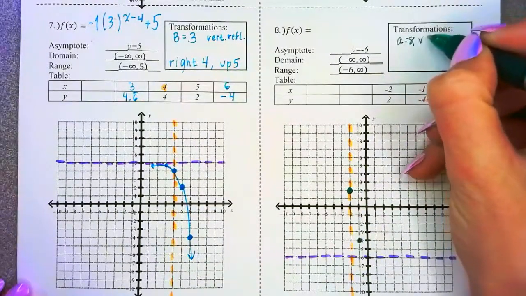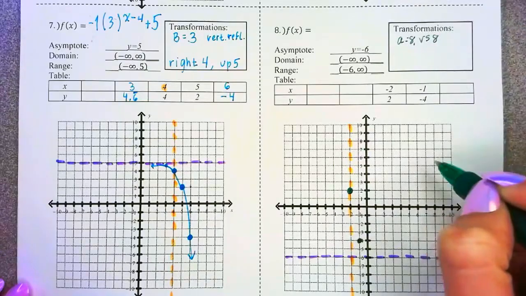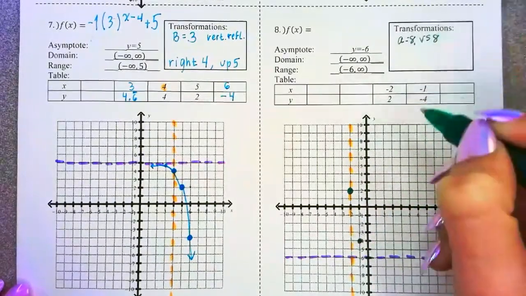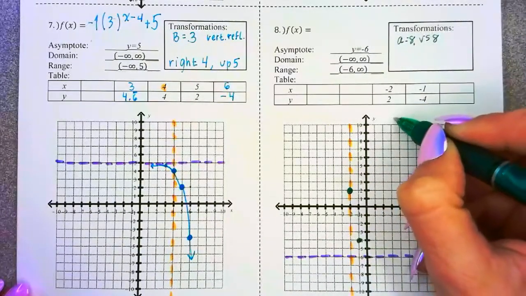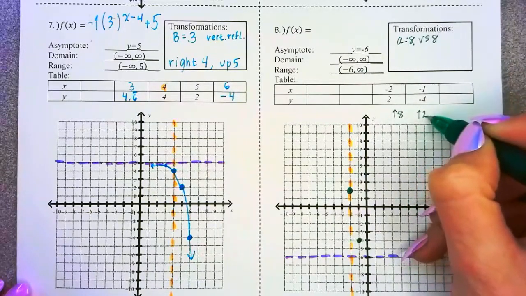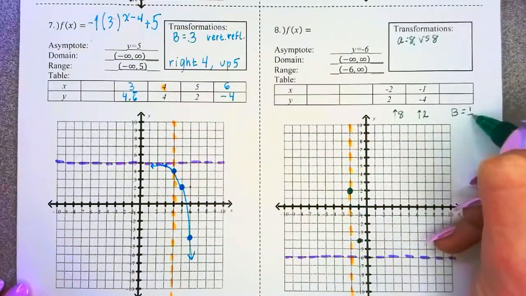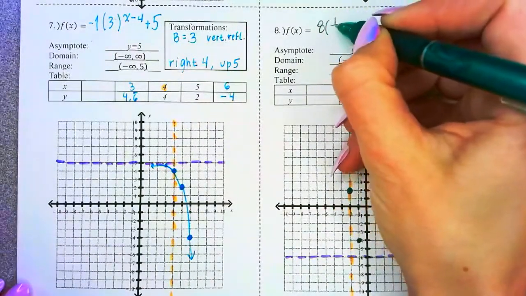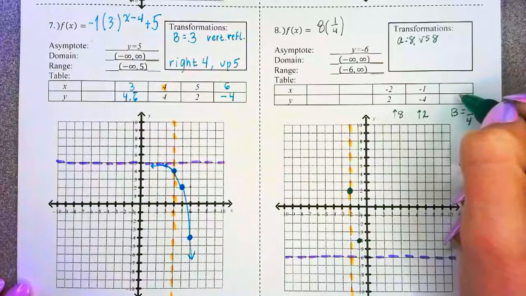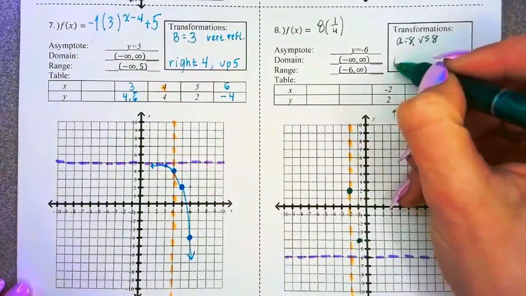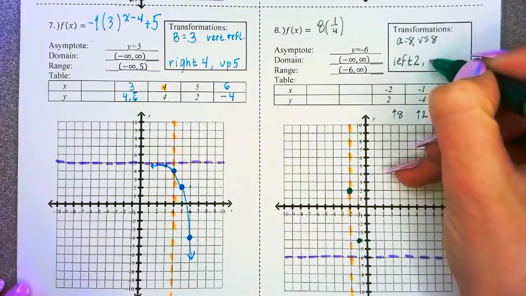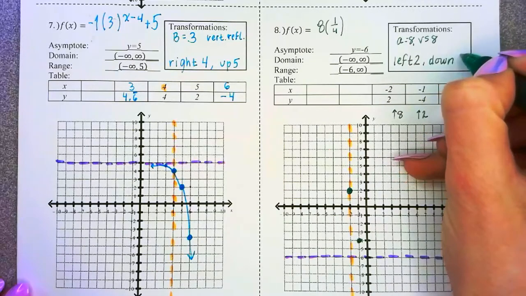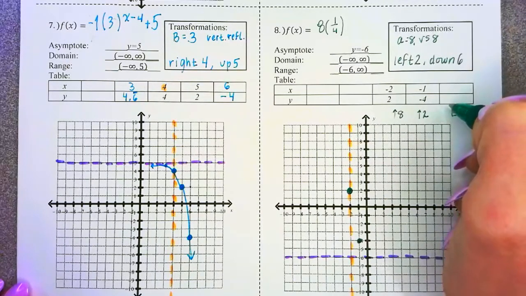Since I'm 8 units away, that makes my a, or my initial value, 8. The other ordered pair indicated is negative 1, negative 4. Since this point is only 2 units away, it seems pretty obvious to me that my graph has a base value of 1/4. The a value of 8 tells me my graph has a vertical stretch of 8.